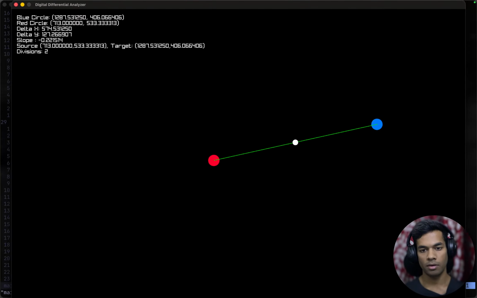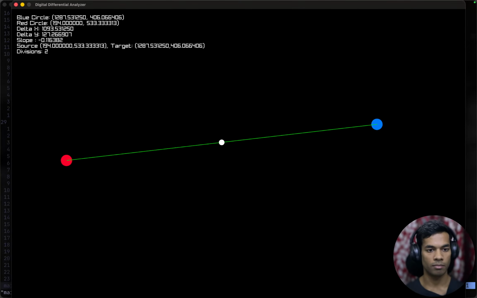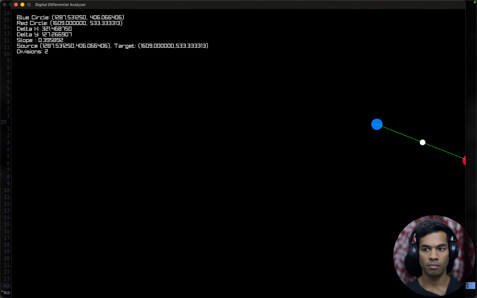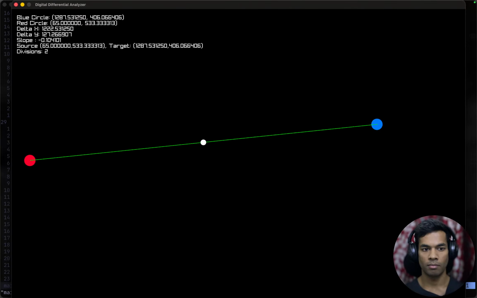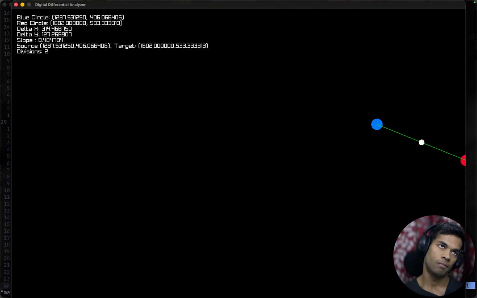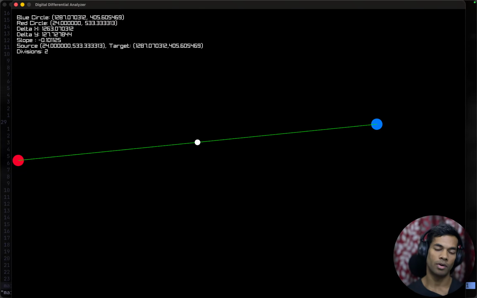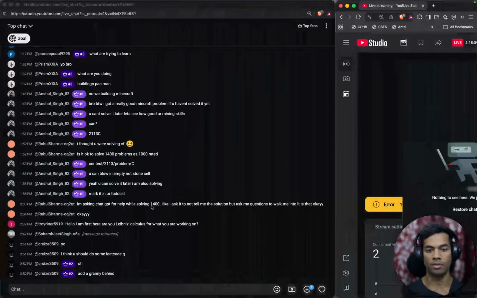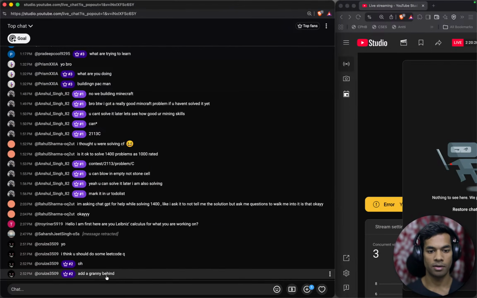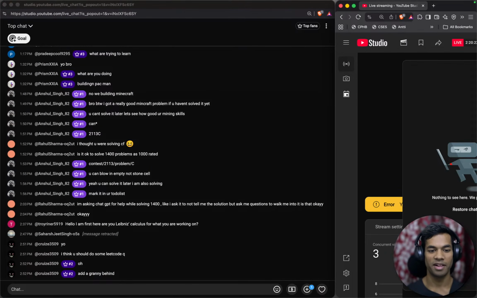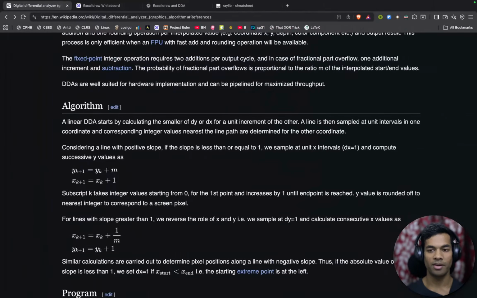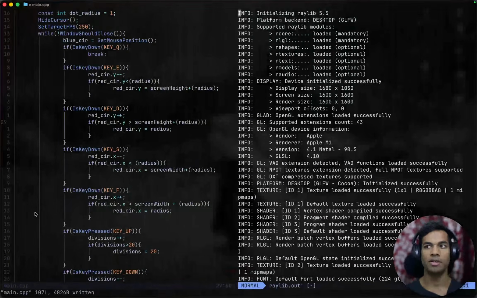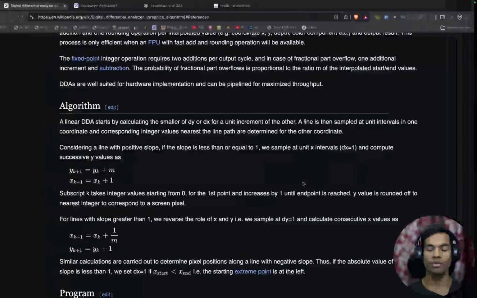So if this goes to the, that is not very good. This is good on the left, but on the right it is good, but on the left that is not very good. Add a granny behind. We can do that. Yes, we can do that.